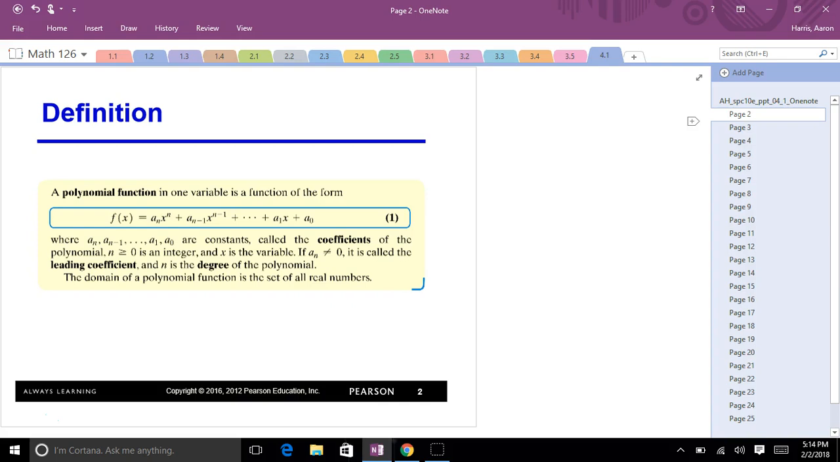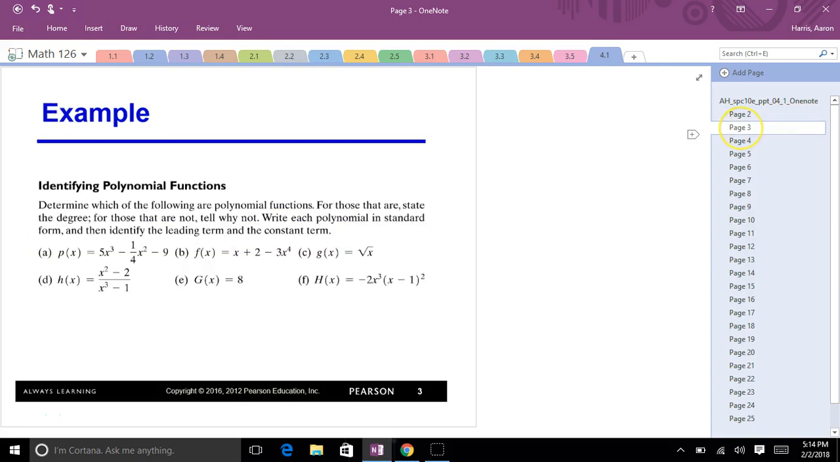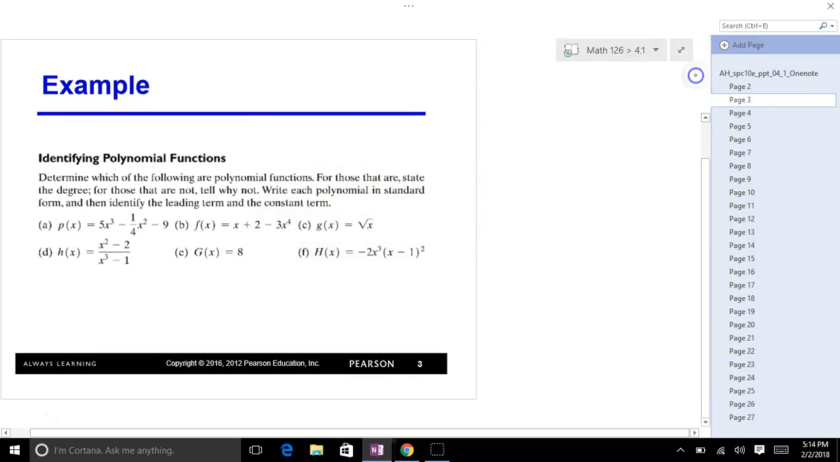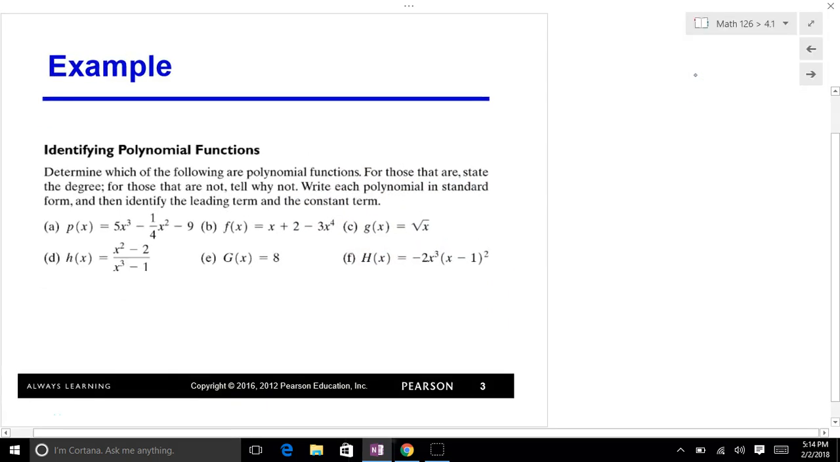So let's look at some. I think it's best to kind of see some examples of polynomial functions. Okay, so let's look at this next examples here. Are these polynomial functions? If so, state the degree and then write them in standard form. So your first one, notice it goes down by degree. It's x to the third, then minus 1/4 x squared, minus 9, and so on. So it's in the standard form.